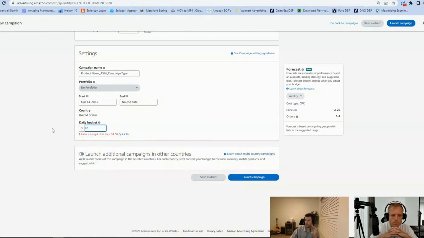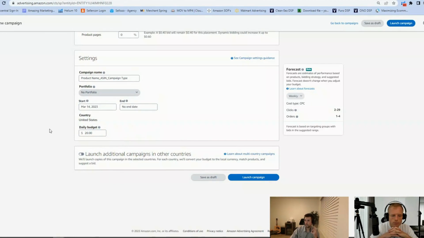in some categories, they'll actually adjust that and say, hey, we recommend that you move it up to $100. So you don't always have to follow those recommendations. Just always know that you can stick with what makes sense.